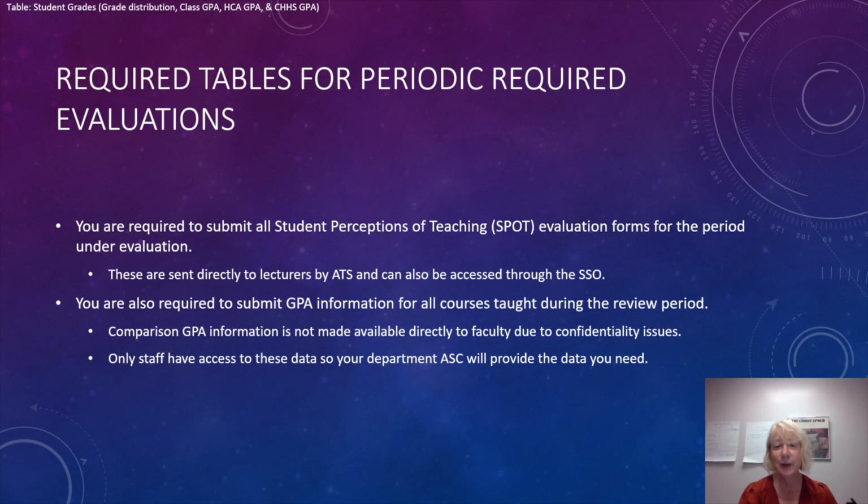One is the spot evaluations, and those will be sent directly to you by Academic Technology Services, and you can also access them through the single sign-on. The other data that you'll need to submit is the required GPA information. GPA information is not made available directly to faculty due to confidentiality issues. So you'll need to get these data from your department administrative services coordinator or whoever your chair has tasked with providing this information.